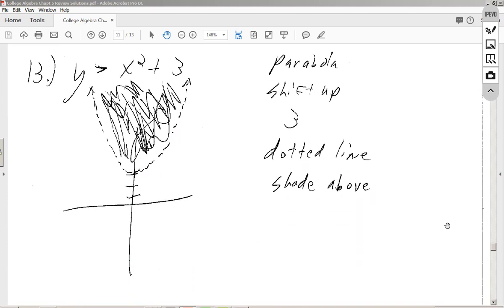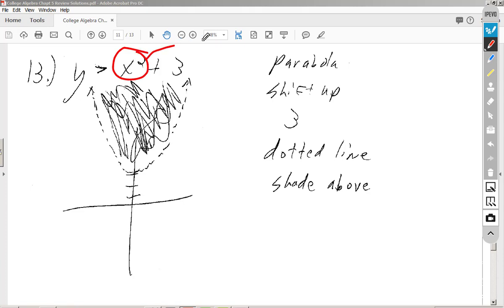And number 13, the directions say it wants me to graph y is greater than x squared plus 3. First off, I notice that since this is an x squared equation, that means it's a parabola. And it's plus 3, so that means it is shifted up 3. So the first thing I'm going to do is shift this up 3. So here's my point. Here's 1, 2, 3.